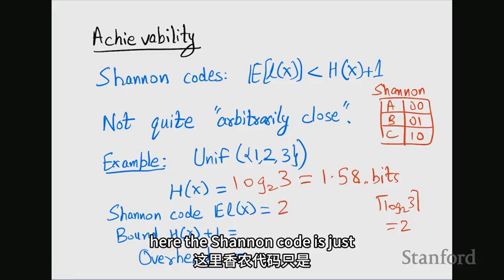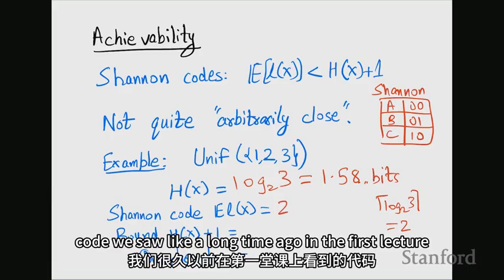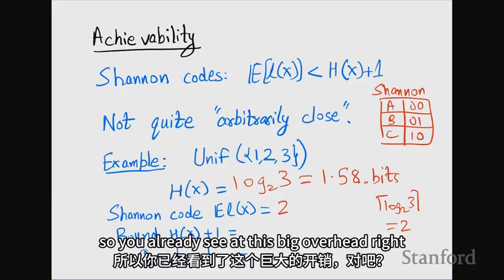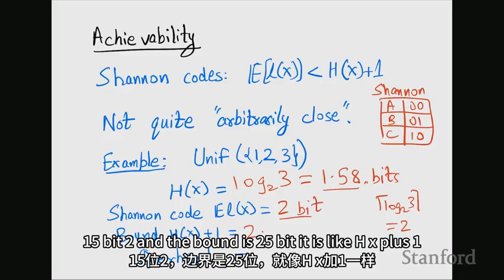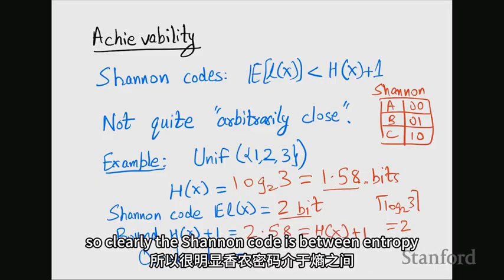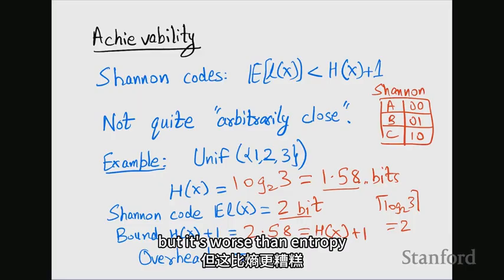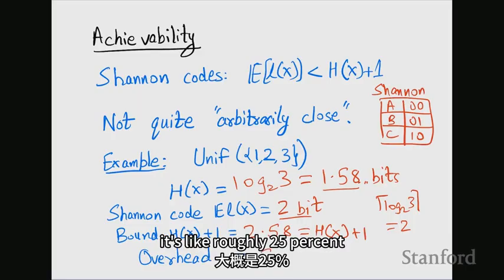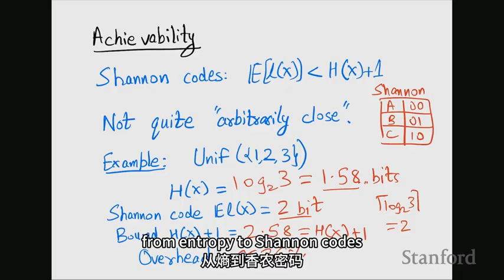Here the Shannon code is just the fixed length code we saw a long time ago in the first lecture. So you already see this big overhead, right? 1.58, 2, and the bound is 2.58. It is H(X) plus 1. So clearly the Shannon code is between entropy and entropy plus 1, but it's worse than entropy. It's roughly 25% worse than entropy. There is a gap from entropy to Shannon codes.